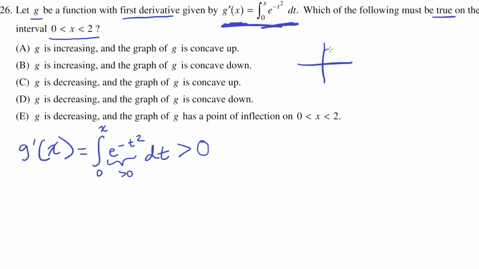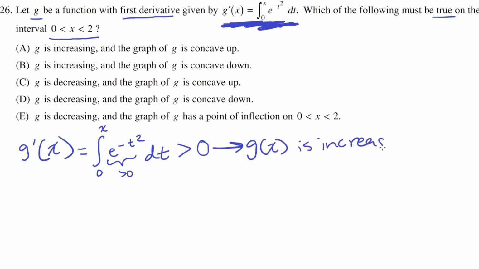Remember that the integral finds the area under the curve, and that area is positive if it's above the x-axis, and it's only negative when it's below the x-axis. So the only way for the integral to go down would be if there was negative area. But since this function is always positive, we know that g prime of x is always greater than 0. And since g prime of x is always greater than 0, that means that g of x is increasing. Remember that when the first derivative is greater than 0, your function is increasing, and if the first derivative is less than 0, then it's decreasing.